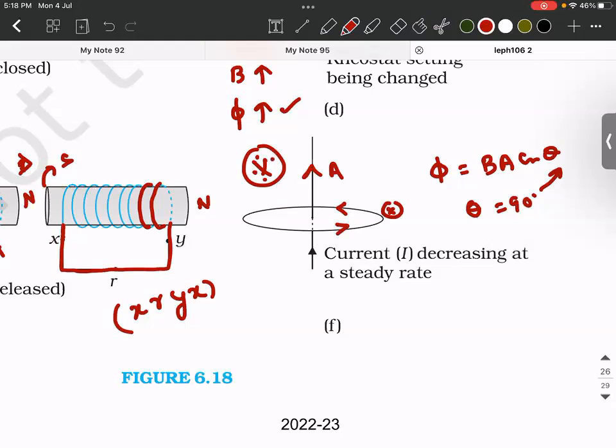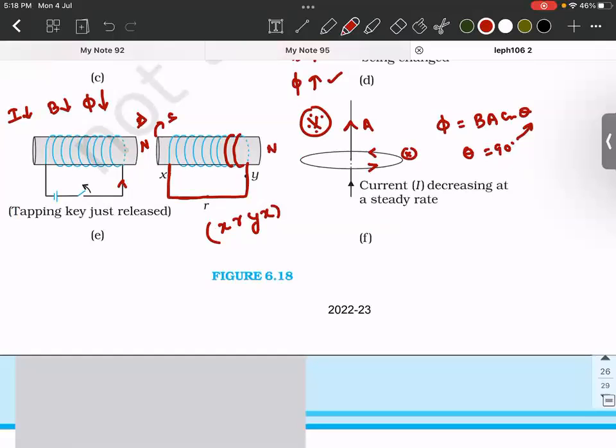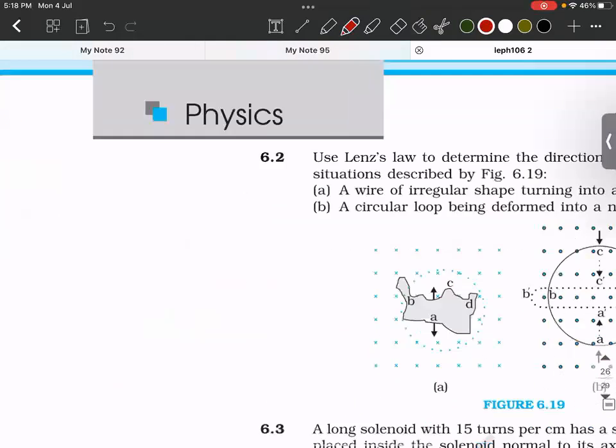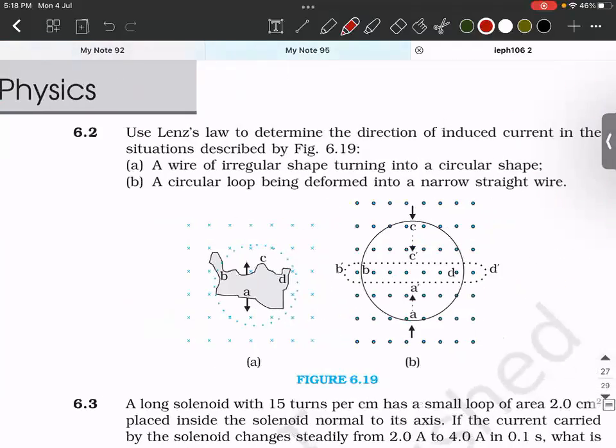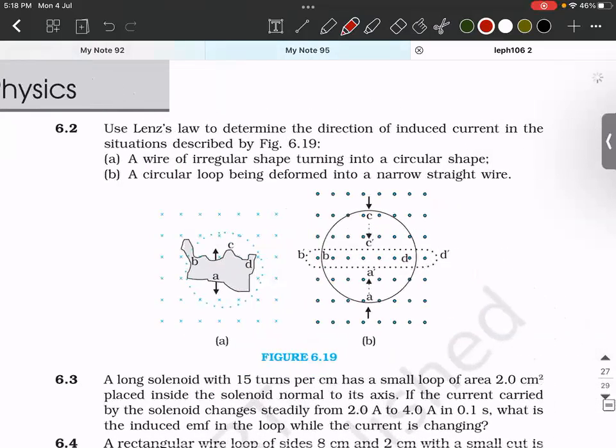Yes, sir. That's right. Perfect. Okay, so we'll do one last problem that is based on Lenz's law. Then we can step into the next important concept. I hope it is not tough. So I want you guys to do this, 6.2.